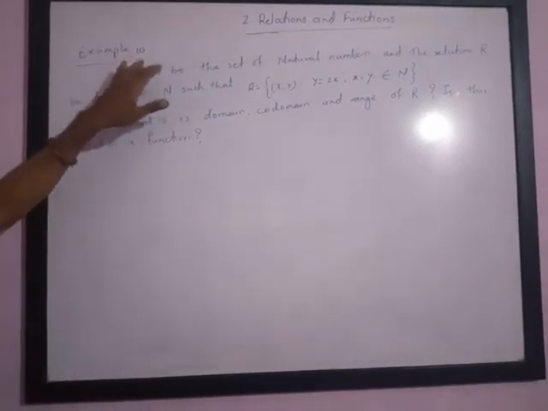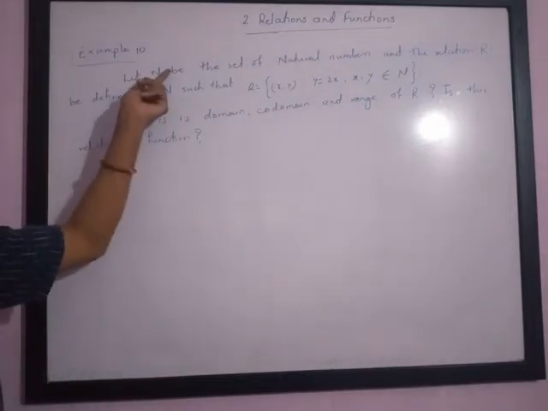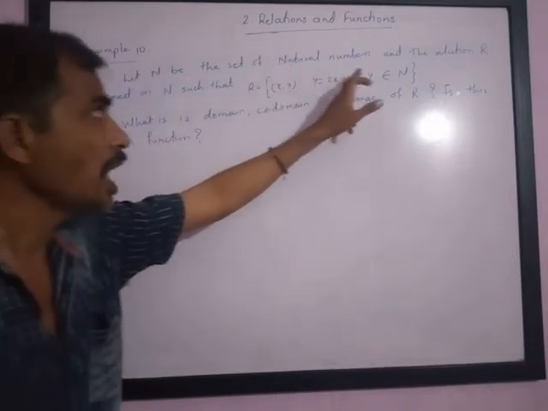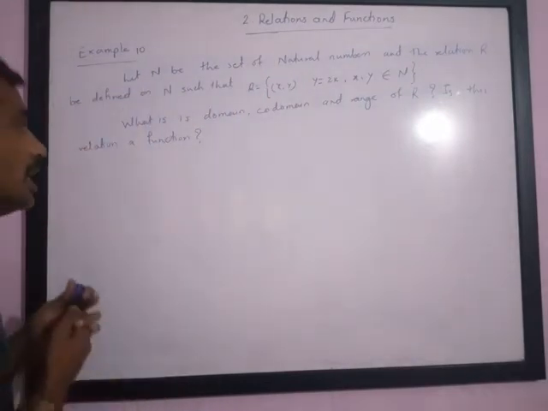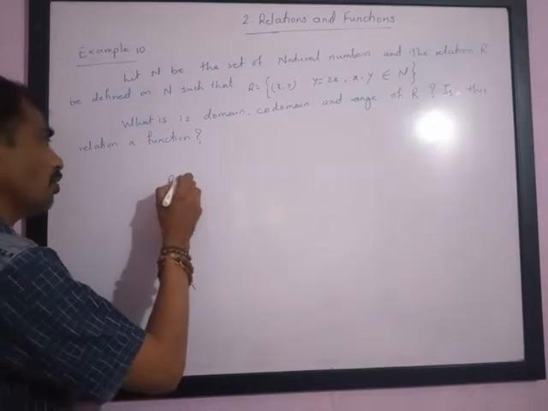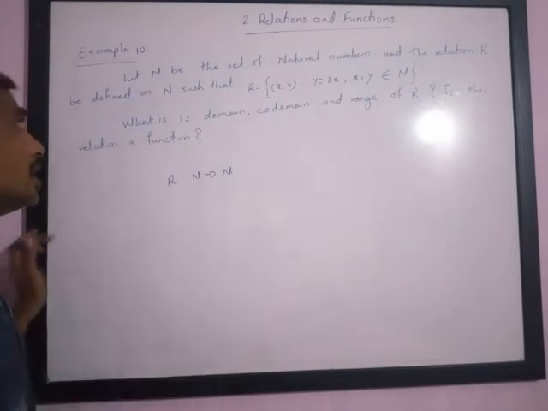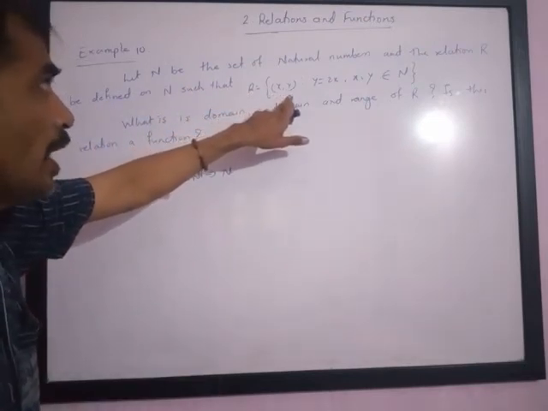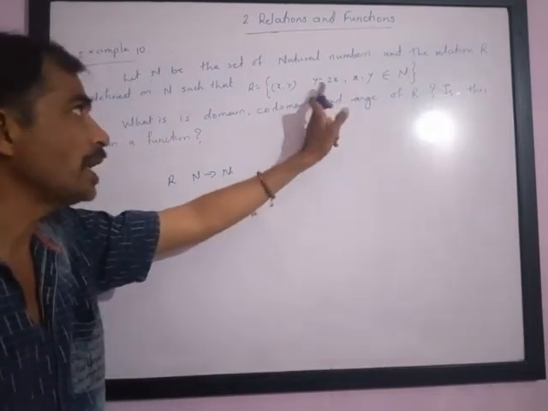Let us complete our example number 10. Example number 10 is, let N be the set of natural numbers. We have already studied that capital N is used for denoting the set of natural numbers. So N is the set of natural numbers, and the relation R is defined on N. So R is a relation from N to N, that is a relation on N, such that R is equal to the set of (x, y) where x, y belong to natural numbers and y is equal to 2x.